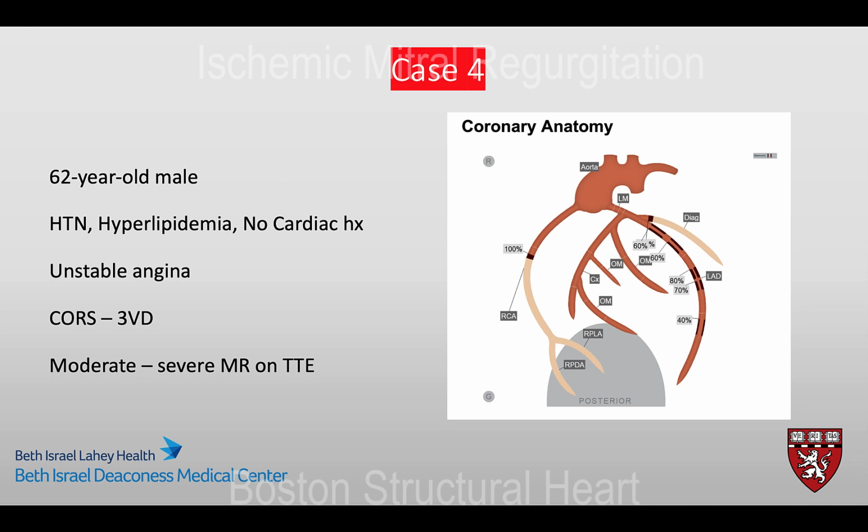Finally, our last case is a case where we had a 62-year-old male patient who was having unstable angina found to have 3-vessel coronary artery disease as seen on angio. Of note, a preoperative transthoracic echo was done, which showed moderate to severe mitral regurgitation.